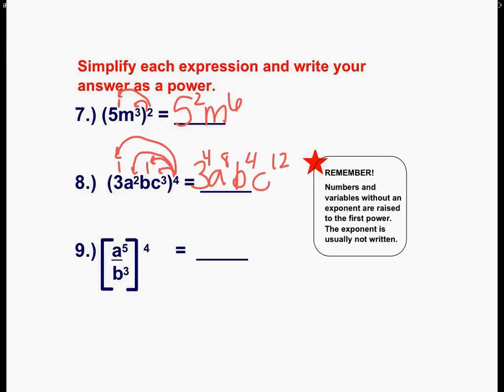Our last and final example. We have brackets, works just like parentheses. Let's distribute. We have 4 times 5, giving us a to the 20th. We have 4 times 3, giving us b to the 12th. The key here is that we always distribute an exponent on the outside of parentheses to every single exponent on the inside of the parentheses.